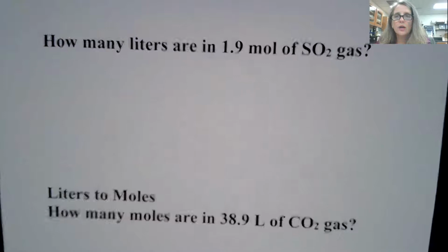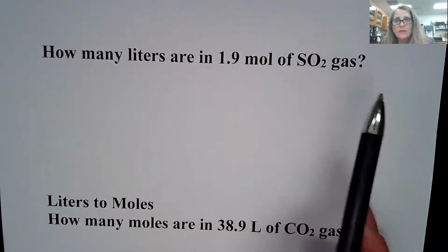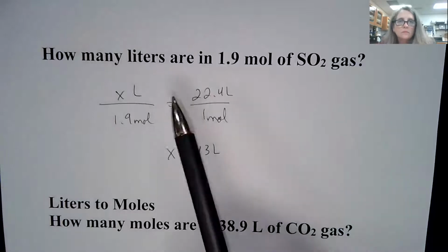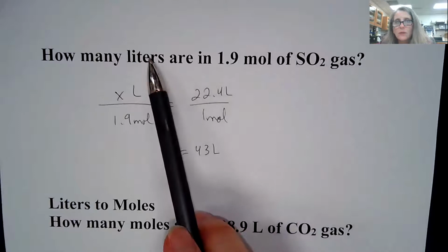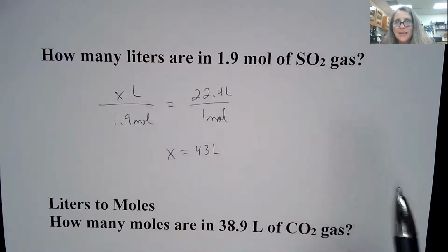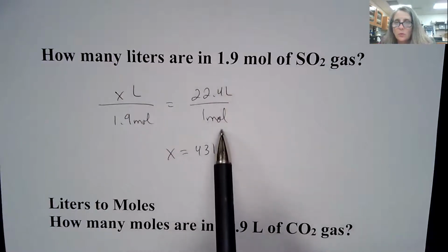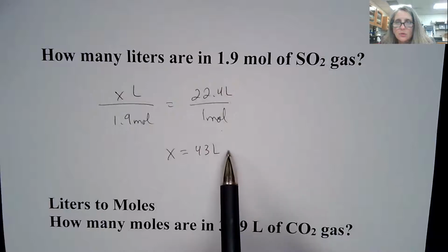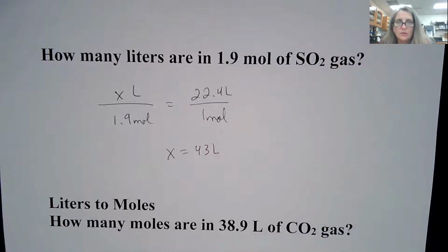So why don't you try this one? How many liters are in 1.9 moles of SO2 gas? 1.9 moles of SO2 gas. So again, SO2, a gas. That's all I need to know. I want to find liters. Again, I'm assuming it's at STP. So X over 1.9 is equal to 22.4 over 1 mole. Cross multiply, I get 43 liters. And again, please be sure you're putting units and correct significant digits when you're doing these calculations.